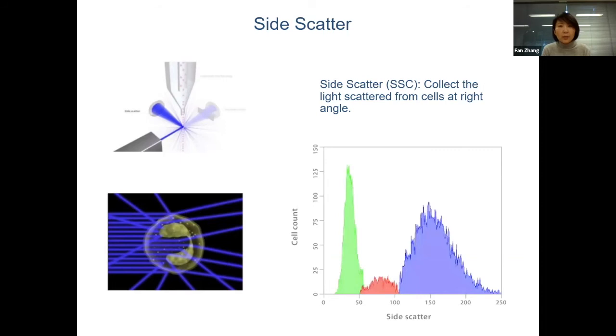So increased granularity of a cell results in a larger scatter light, hence a larger voltage pulse, as we can see here. However, sometimes the profile in a histogram cannot define different cell types. If we combine the cell size and granularity, plotting each single data point in a 2D plot, the cells with similar size and granularity cluster together, as we can see here.